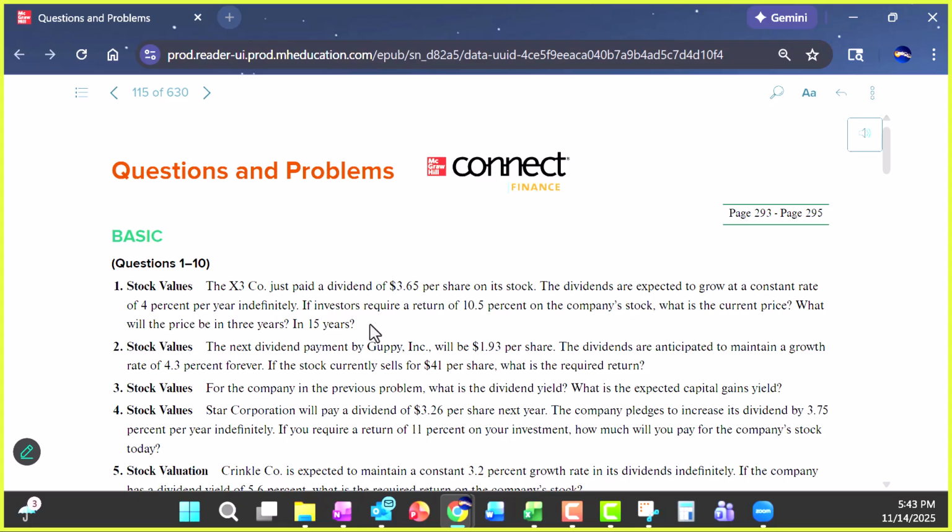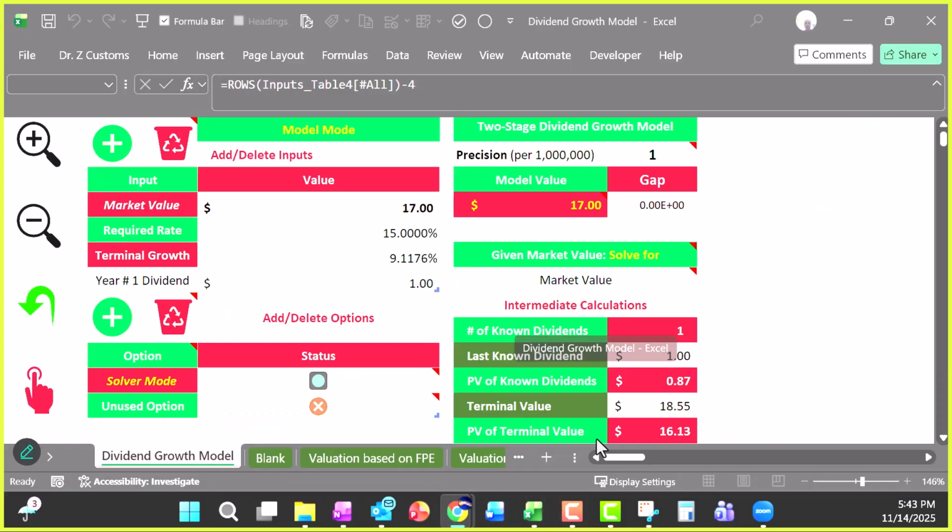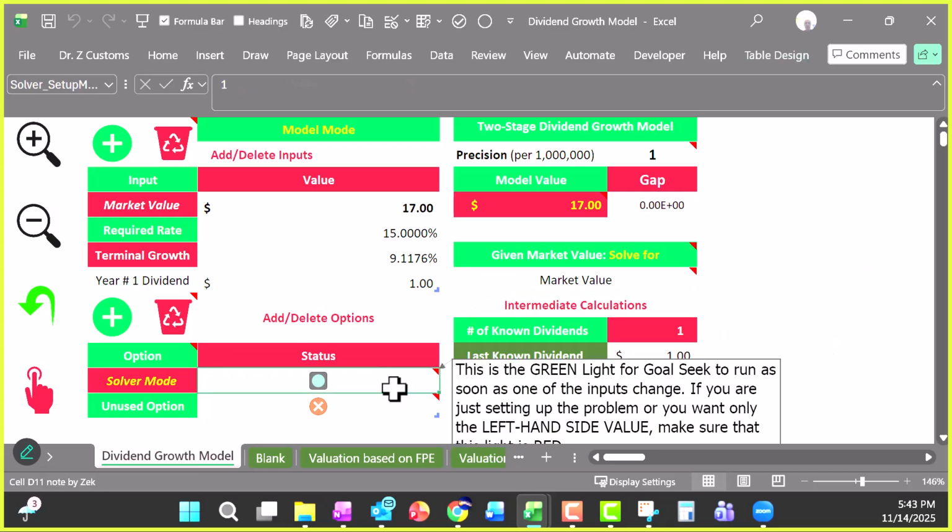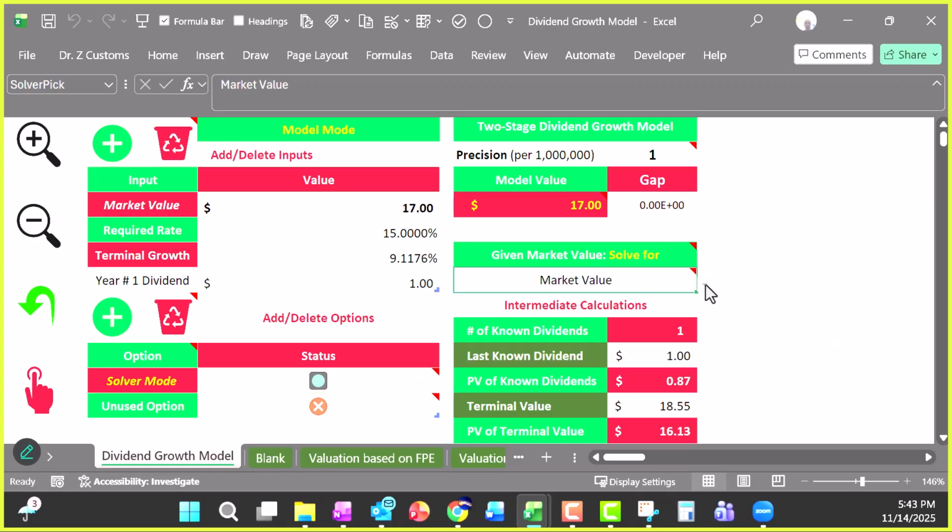Okay. First, let's do some basic stuff. For this, we're going to use our dividend growth model template. On this one, I always keep it in the green mode. Yeah, I develop these things at different times. So if you're trying to get the value, just pick your market value as your unknown.